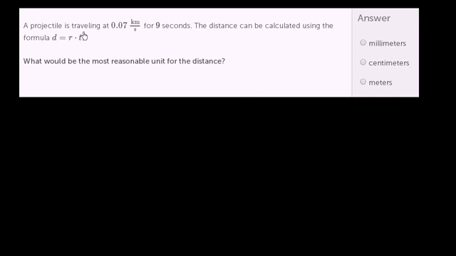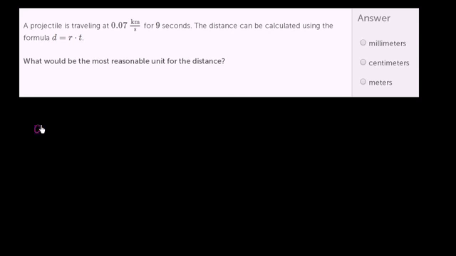A projectile is traveling at 0.07 kilometers per second for 9 seconds. The distance can be calculated using the formula d equals r times t. Distance is equal to rate times time, which we've seen before. What would be the most reasonable unit for the distance? So let's just think about this a little bit.